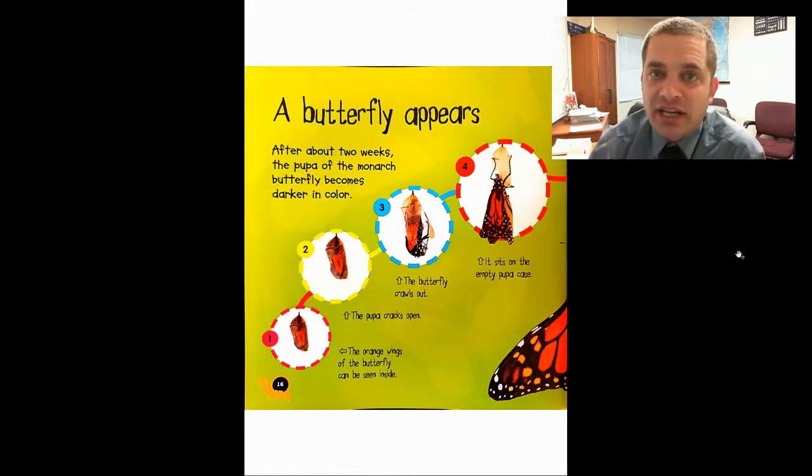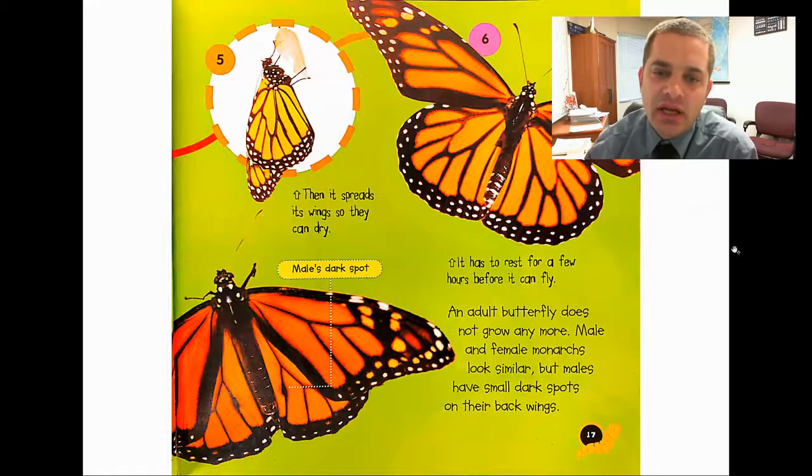A butterfly appears. After about 2 weeks, the pupa of the monarch butterfly becomes dark in color. The orange wings of the butterfly can be seen inside. The pupa cracks open. The butterfly crawls out. It sits on the empty pupa case. Then it spreads its wings so they can dry.